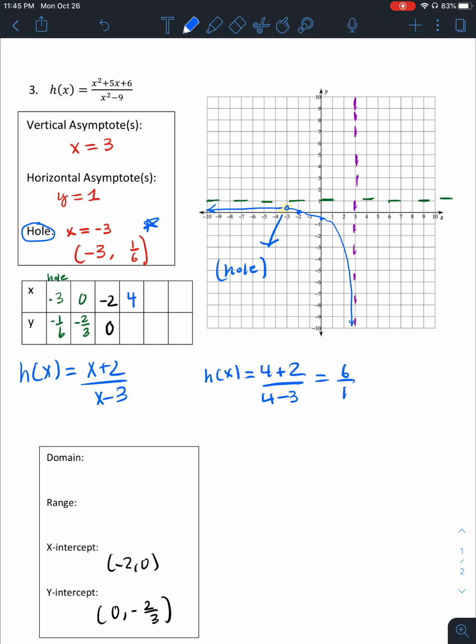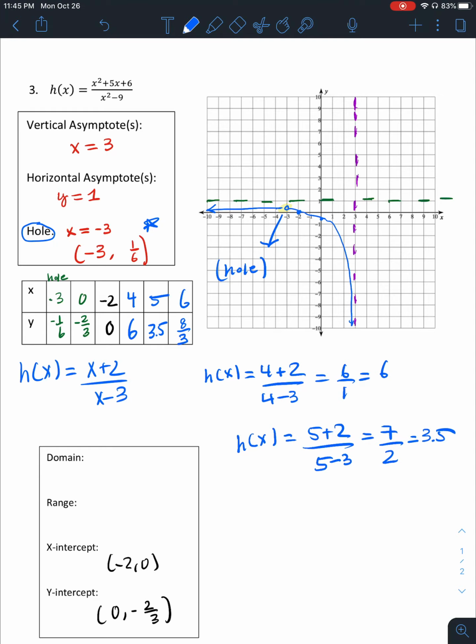and you get 6 over 1, which is 6. So I know one of my points is (4, 6). I can go ahead and pick 5 as a point and do the same thing. I can do 5 plus 2 or 5 minus 3, and I get 7 over 2, which is 3.5. I'm going to write 3.5. And then I already pre-did this point. It's going to be (6, 8/3).